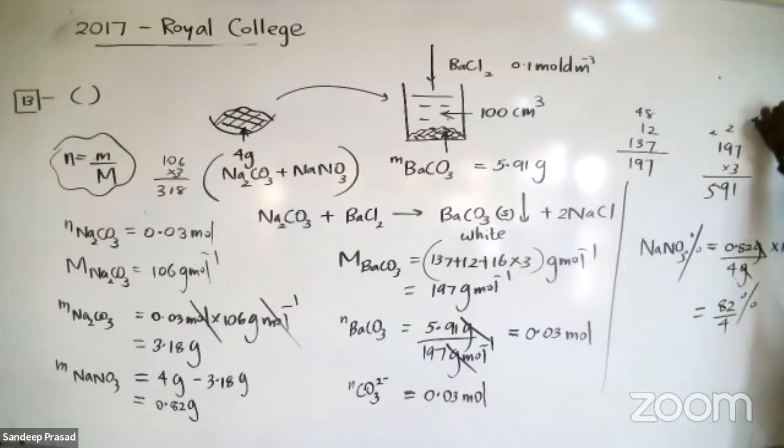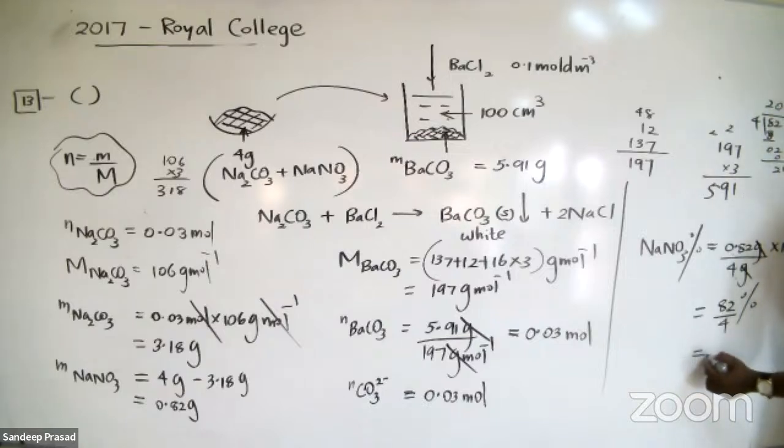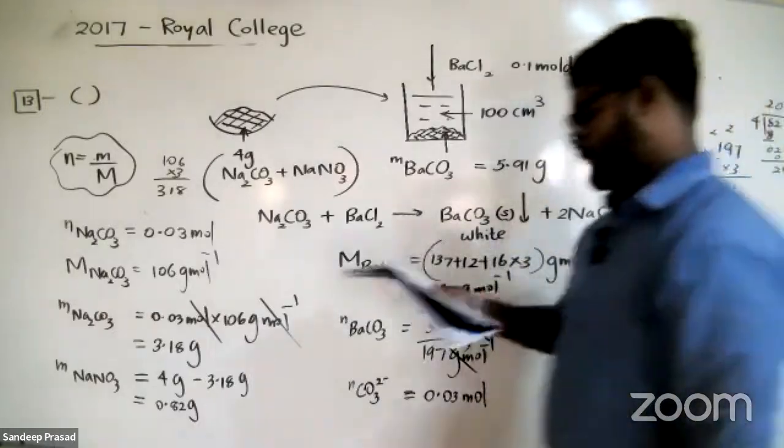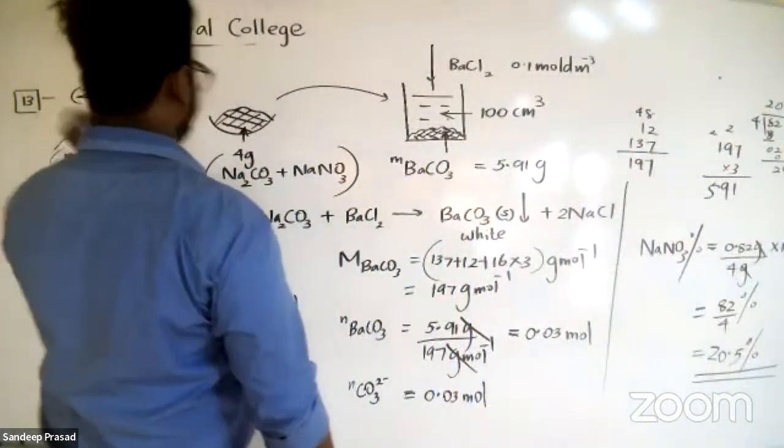Divide 82 by 4. So here we have 20.5%. 20.5. That is the answer.